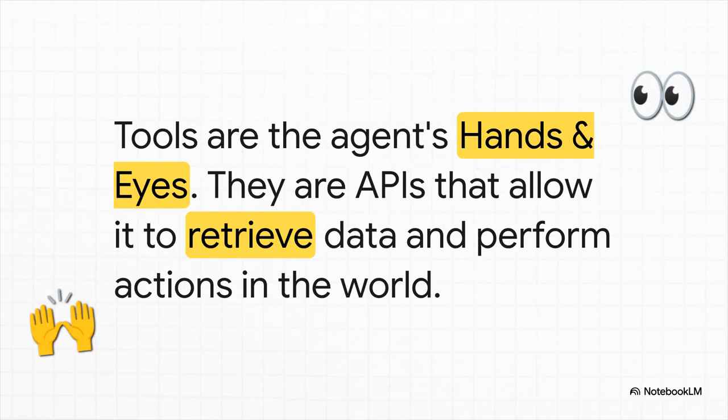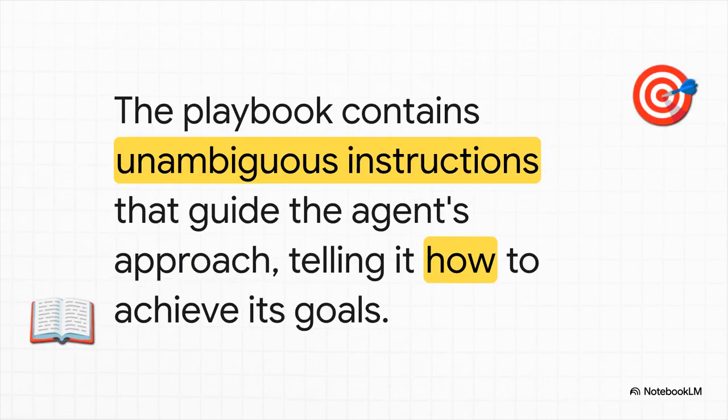Next up, we've got the tools. And the hands and eyes analogy is perfect here. I mean, what good is a brain if it's just stuck in a jar, unable to see or do anything? Tools, which are usually APIs, are what let the agent actually do things, like search the web, read files, or even use other software.